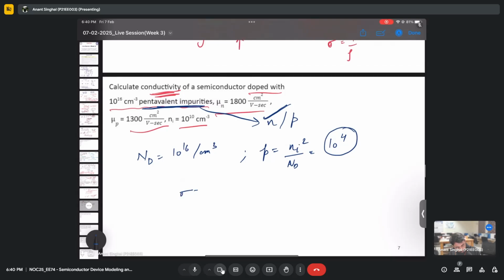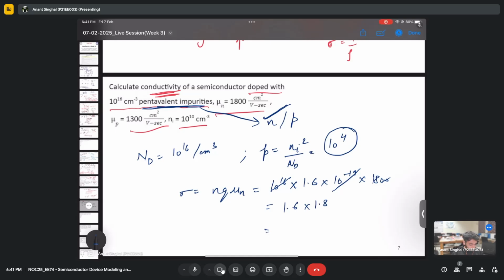So it is nothing but sigma is n q mu n. This was very easy, I guess. N is ND, which is 10 to the power 16. q is 1.6 times 10 to the power minus 19. And mu n, is it given? It is given, it is 1800. So this is 1.6 times 1.8, which is 2.88.